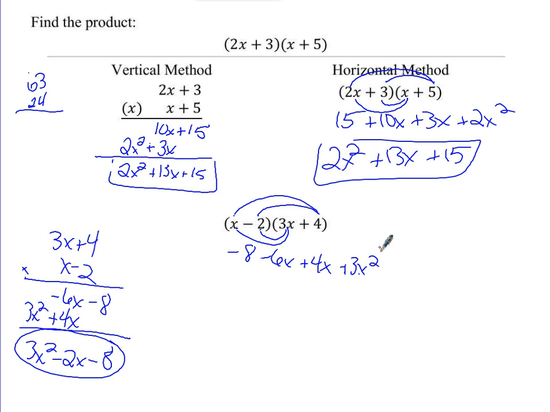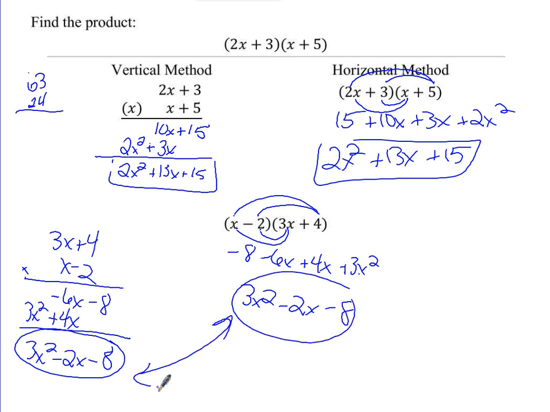Here's my first term right here, 3x squared. These combine to give me negative 2x, so minus 2x, and then this is negative 8. We wind up with exactly the same answer in both cases. So both of those methods work. But basically what's happening is you are taking that first term and multiplying it by both of the terms in the second thing. So x times that 4, x times that 3x. Then we're taking that negative 2 and multiplying it times the 3x and also by that 4. Okay?